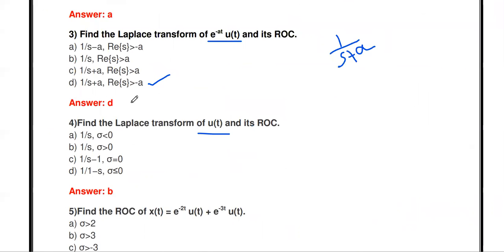greater than 0. The options: 1 by s with sigma less than 0; 1 by s with sigma greater than 0; 1 by s minus 1 with sigma equal to 0; 1 by 1 minus s with sigma less than or equal to 0. So the answer is 1 divided by s when sigma is greater than 0. This is the Laplace transform of u of t.